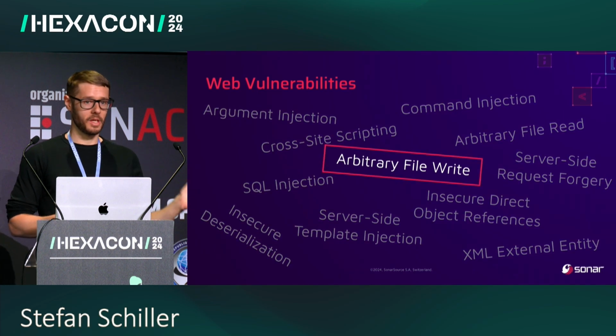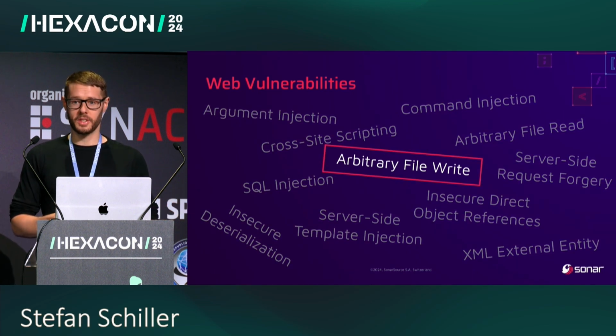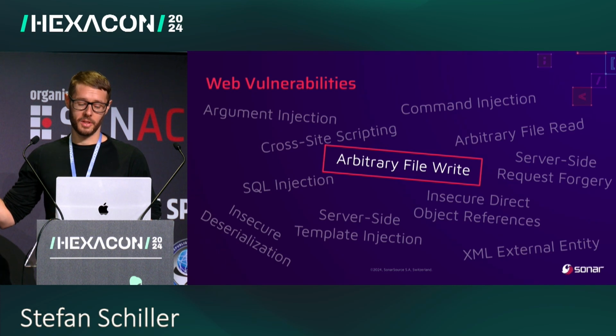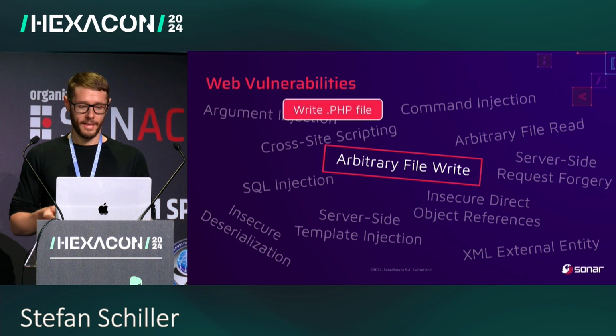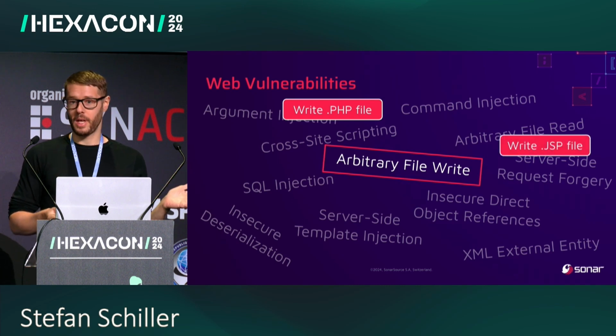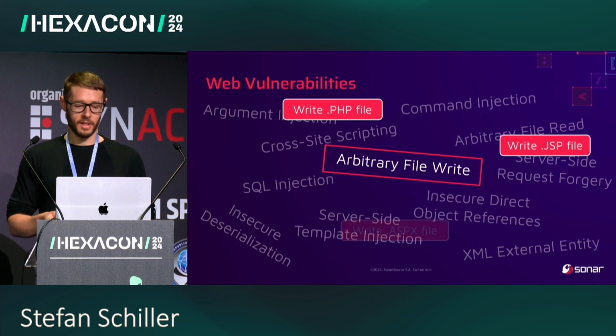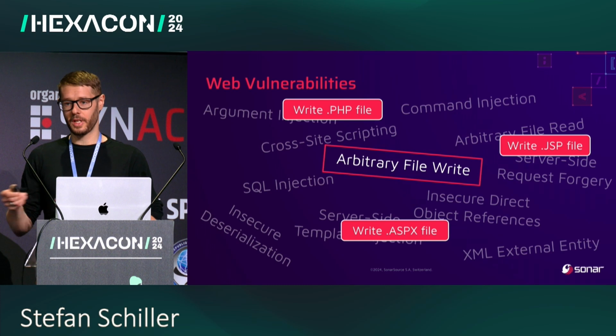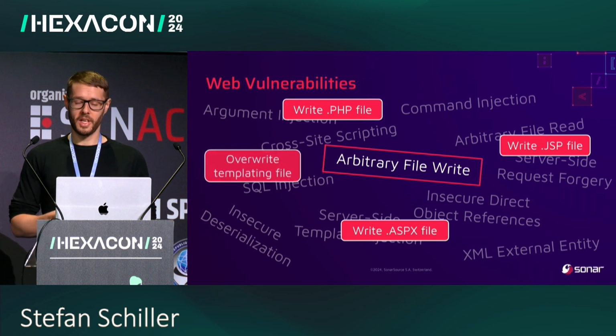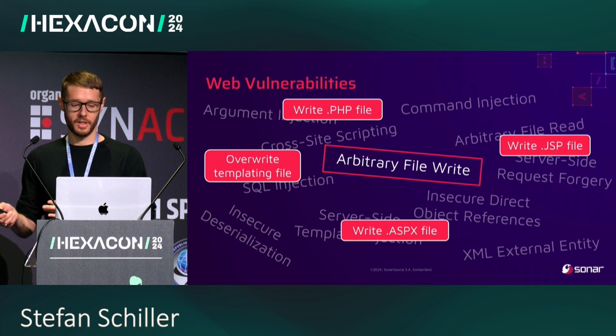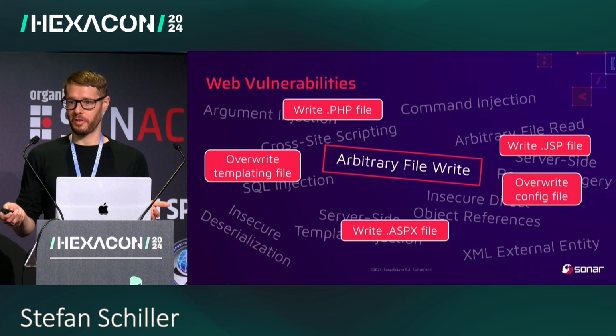One of these, which I would generally consider to be a game over vulnerability type, is an arbitrary file write. We still need to figure out what to write where, but usually there are a lot of options. For example, if we are dealing with a PHP application, we can just write a PHP file to the web root. In a Java environment, we might be able to drop a JSP file. Or when dealing with .NET, we could get RCE by writing an ASPX file. We could also overwrite a templating file and get RCE from that. Or we overwrite a sensitive config file.